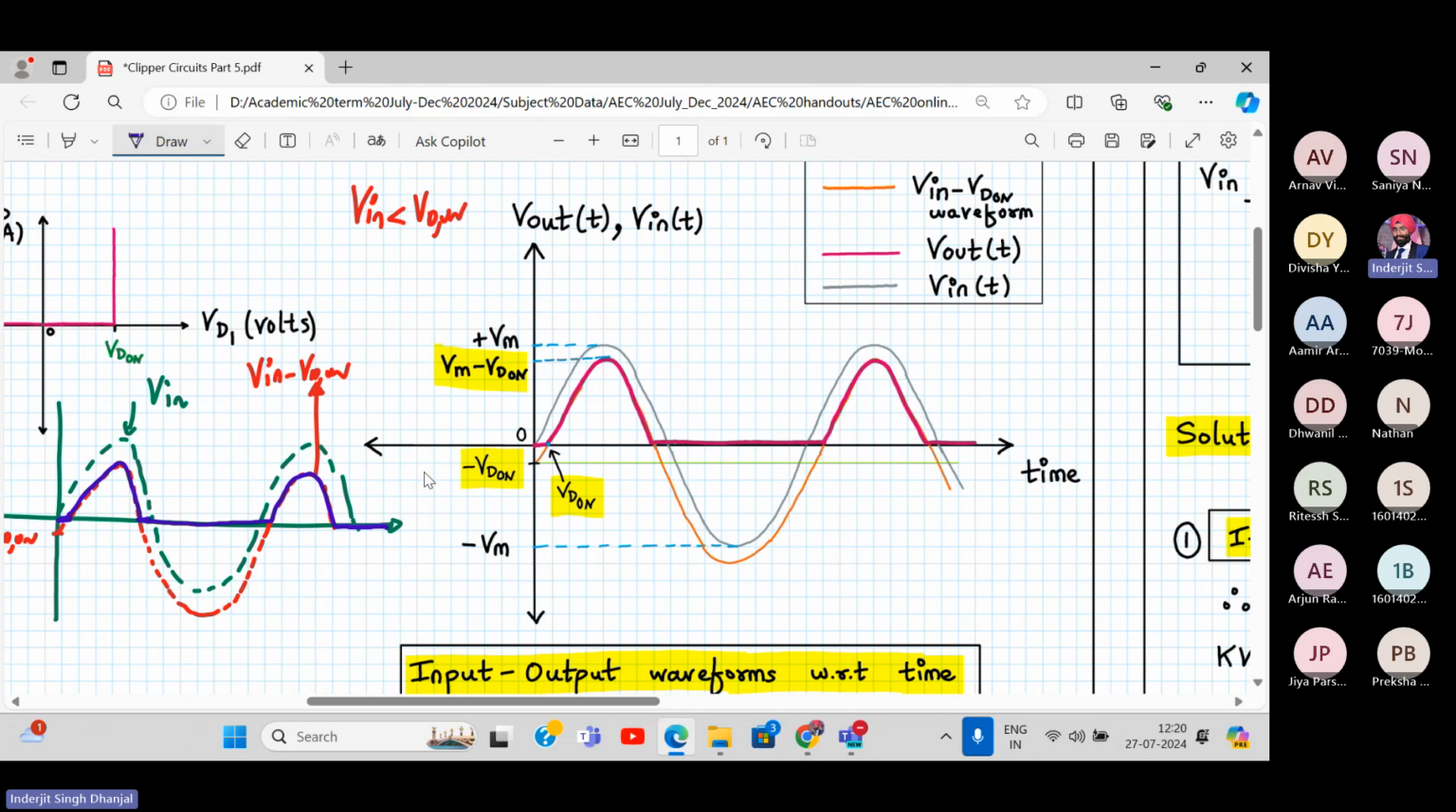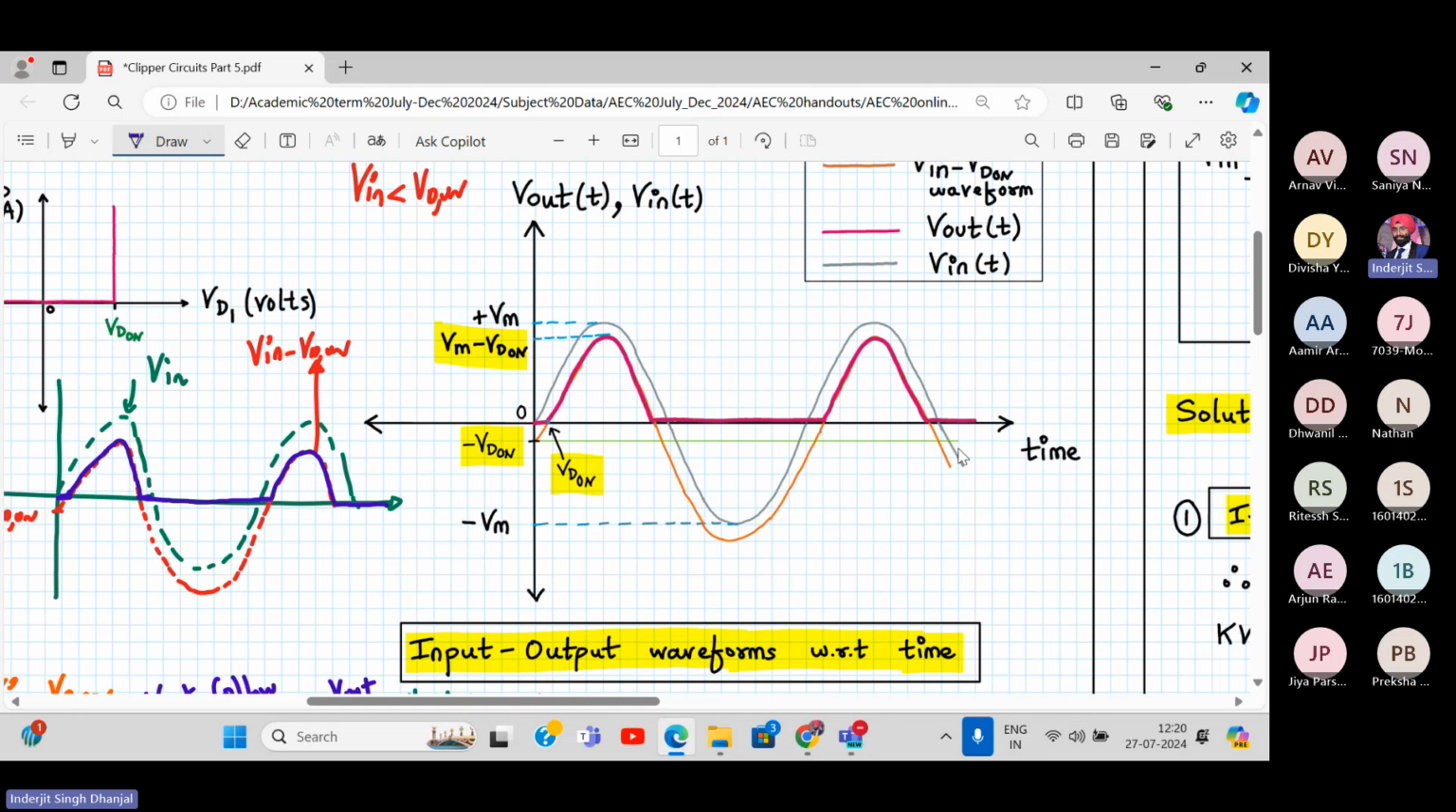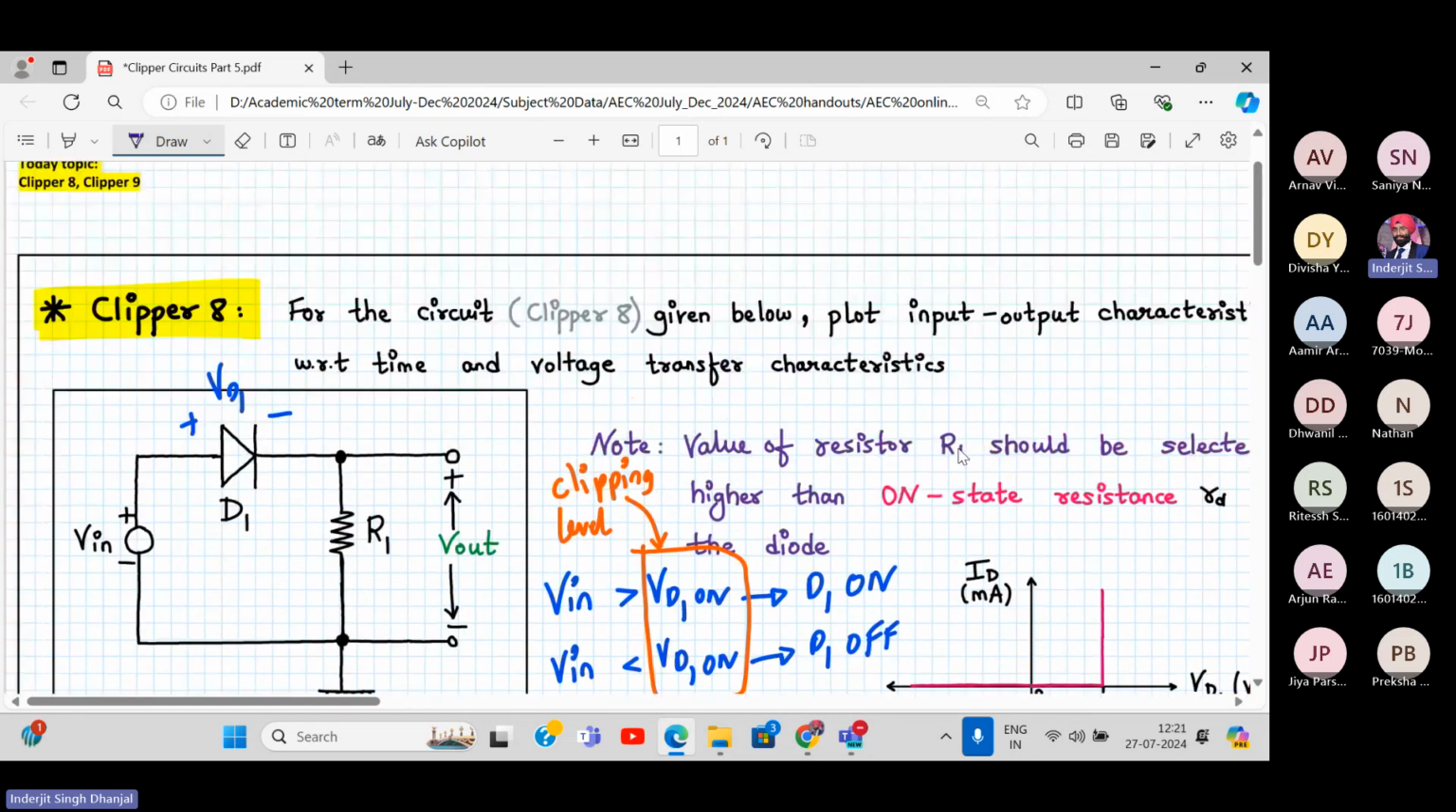So this is my clipping level here. In this case, minus VD on is my new level for this orange color waveform, which is the Vin minus VD on waveform. So with respect to the Vin minus VD on waveform, we have to consider now. For any input voltage greater than this, my diode is on and my output will follow the Vin minus VD on curve, which is this orange color curve. For less than VD on, output will be 0. This is how the input output waveforms look for clipper number 8.